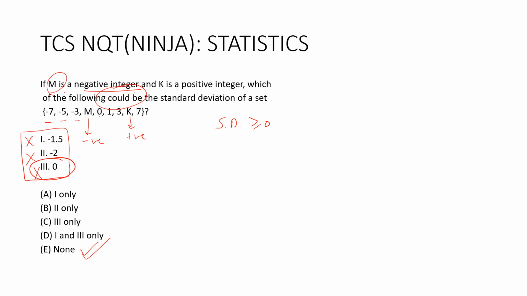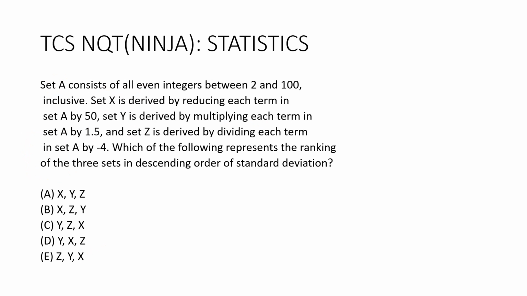So nothing much over there, just using the basic properties. We never knew what m and k are exactly, but we can find the answer for this question with the basic properties of standard deviation, that it cannot be negative and it can only be 0 if all the terms are the same. I hope this is clear to us.